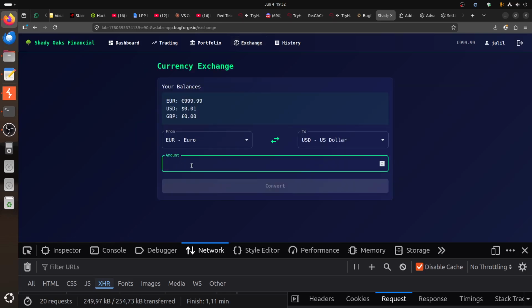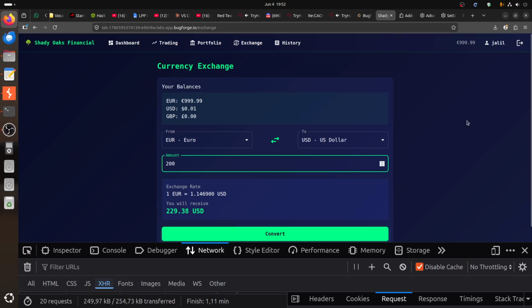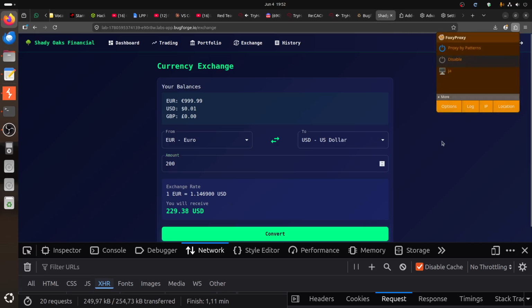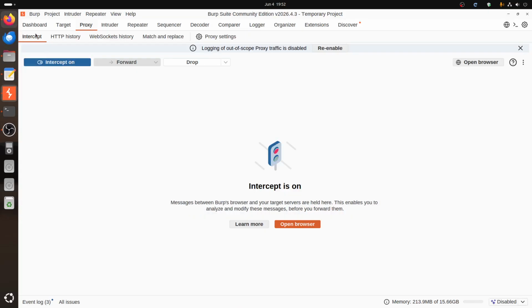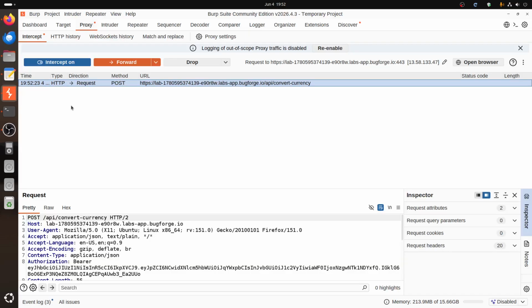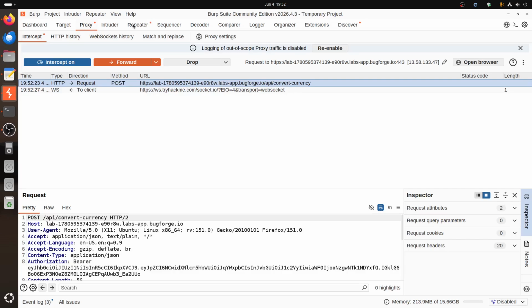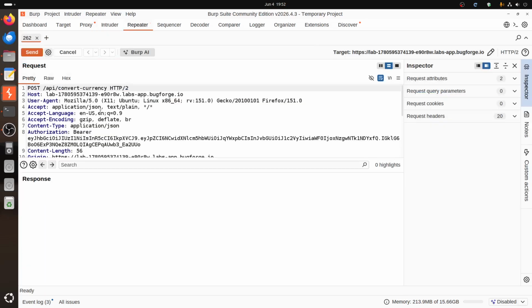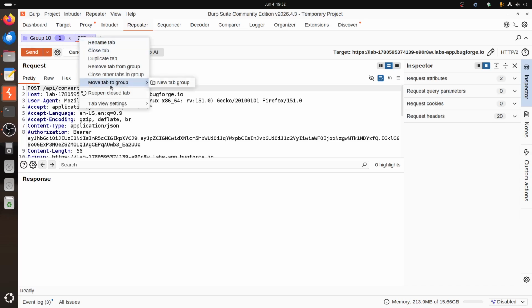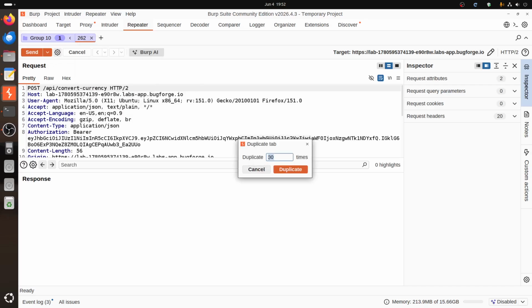Let's say I want to test, for example, 100 or 200. Let's put my proxy on. Is this one on? Intercept on. And if I convert that one, you can see, send it to Repeater. When you send it to Repeater, then we can add it to a group, for example, a new group, whatever you call it. And then we can duplicate it, make it 50.